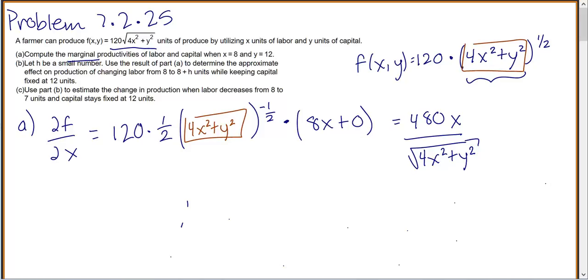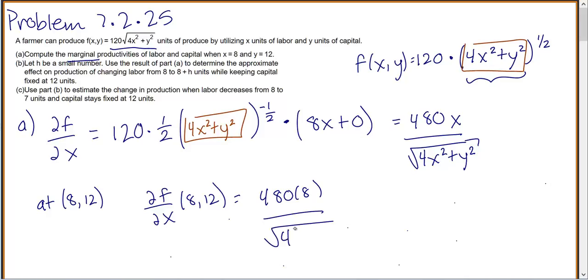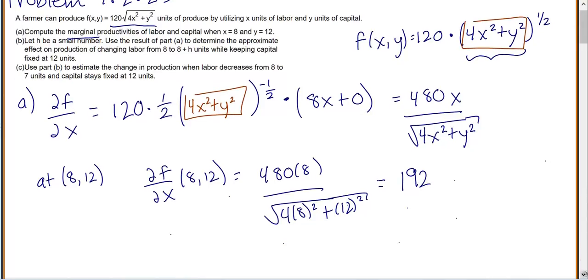Next, it wants to know what this value would be at the point x equals 8 and y equals 12. So we could say at the point (8, 12), now let's plug those in. I don't think we'll use any different notation here in this class. So let's do the partial of f with respect to x at the point (8, 12). This is going to be 480 times 8 over the square root of 4 times 8 squared plus 12 squared. We'll put this in our calculator, and we get 192. Now what does this mean?